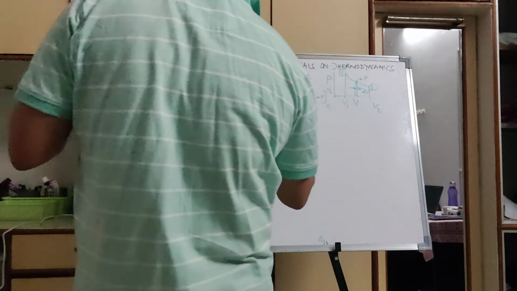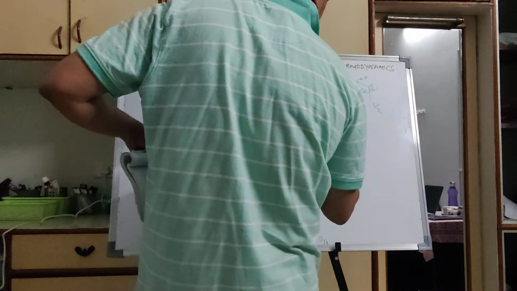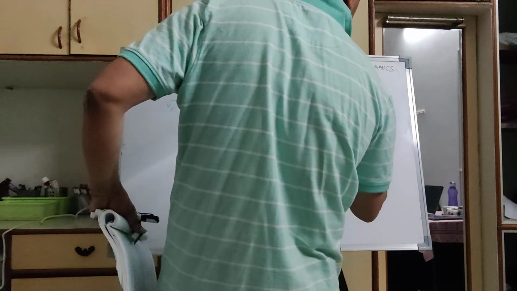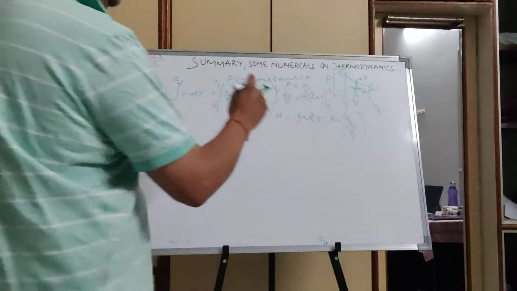The work done in an isothermal process, we got, nu RT ln V2 by V1. This has to be remembered.